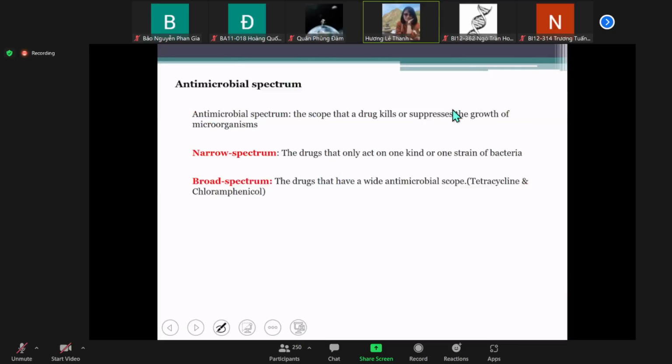And for the next, based on the spectrum, we can classify into two groups: narrow spectrum and also broad spectrum.